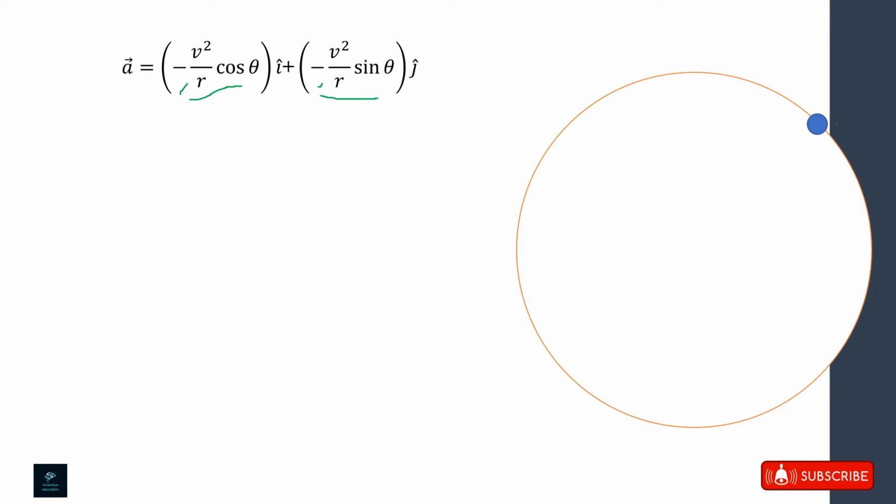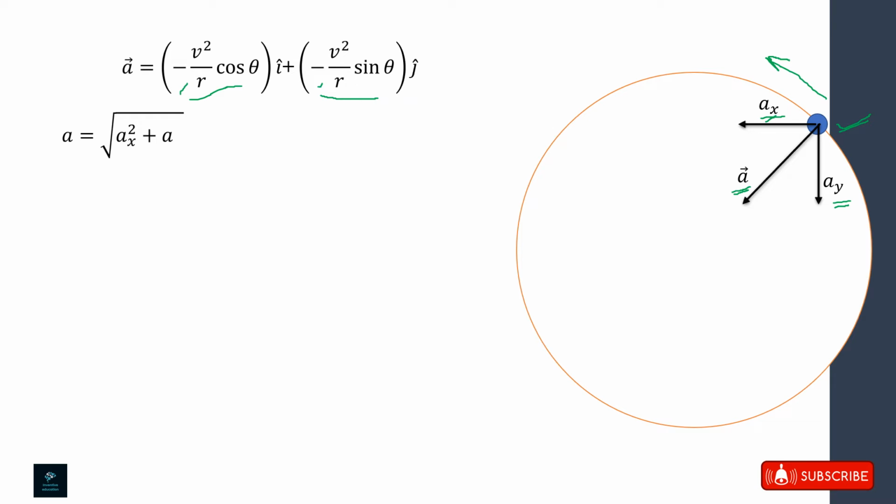So if this is the object moving in the circular path, the x component of acceleration is directed like this, and the y component of acceleration is directed like this, and this is the direction of the resultant vector A. We can find the magnitude of A by summing the squares of components and taking the square root.